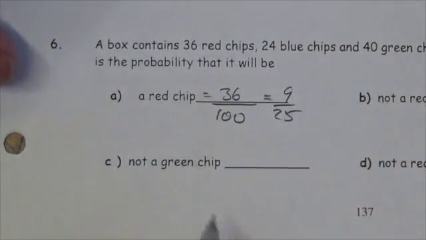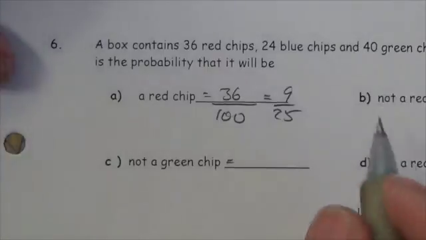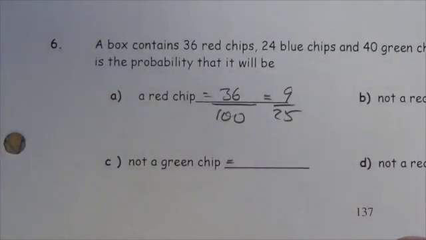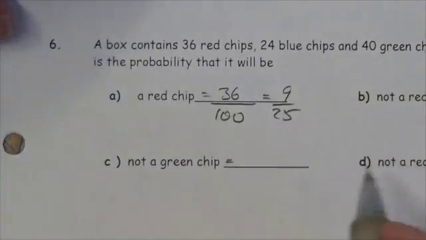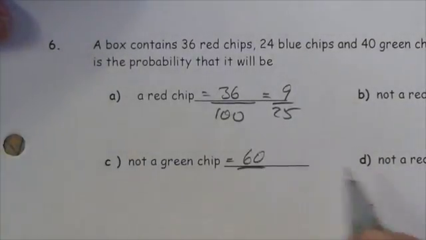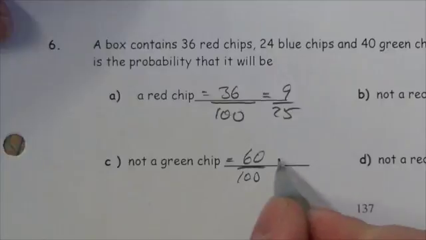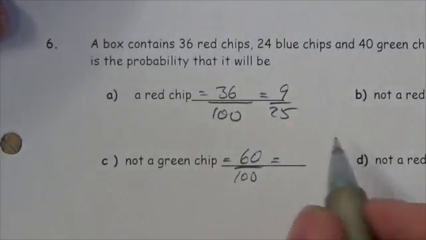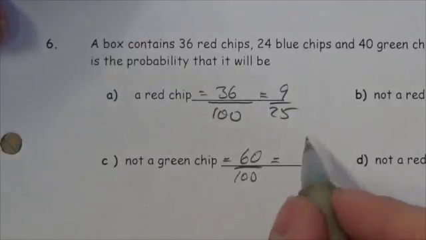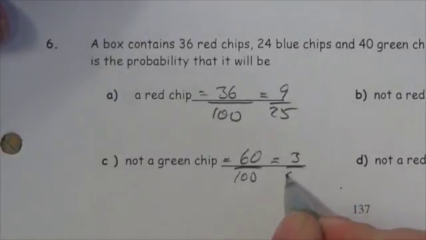How about the probability that it's not a green chip? Well, there are 40 green chips in there, which means out of the 100, there's got to be 60 that aren't green chips. So 60 out of 100, and this reduces down to 6 out of 10 when you cancel 0, and then divide those by 2, so it's going to be 3 out of 5.